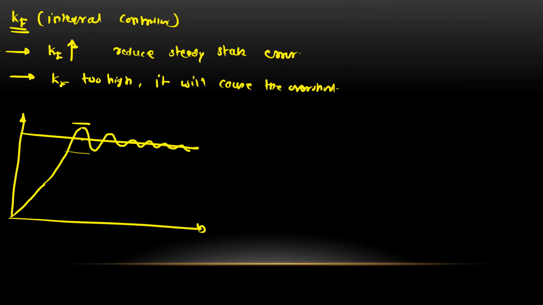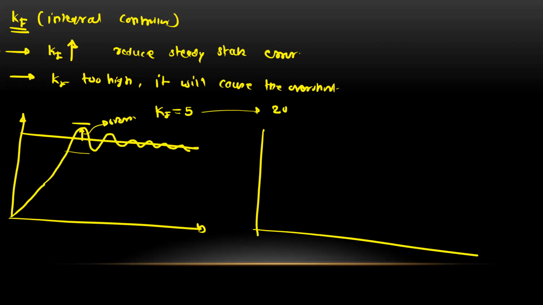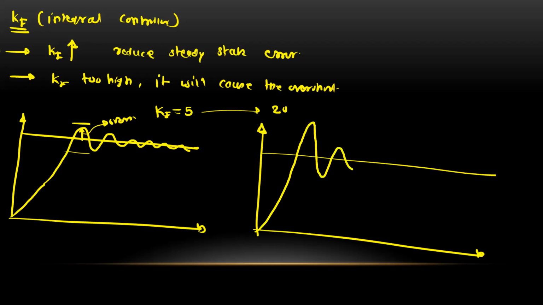And suppose this is the overshoot. So here, if you have the Ki value, let us take it as 5, and if you increase it to a very high value, let us take 20, then the output will be like this. So it will increase the overshoot. We have to choose the proper value of Ki so that this overshoot will be minimum.